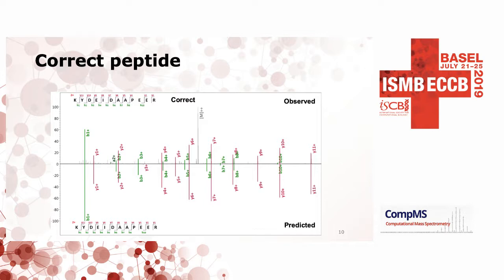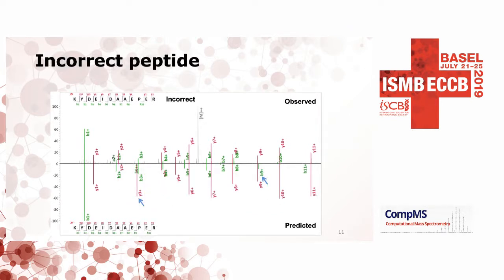More importantly, pDeep predicted a very low Y3 ion and no B9 ions. They are quite consistent with the real spectrum. However, for the incorrect one, we can see that pDeep predicts a very high Y3 ion because it is located at the N-terminal of proteins. The B9 ion is also predicted with a medium intensity. So we can conclude that the similarity between these two PSMs is much lower than the two PSMs shown in the last slide.